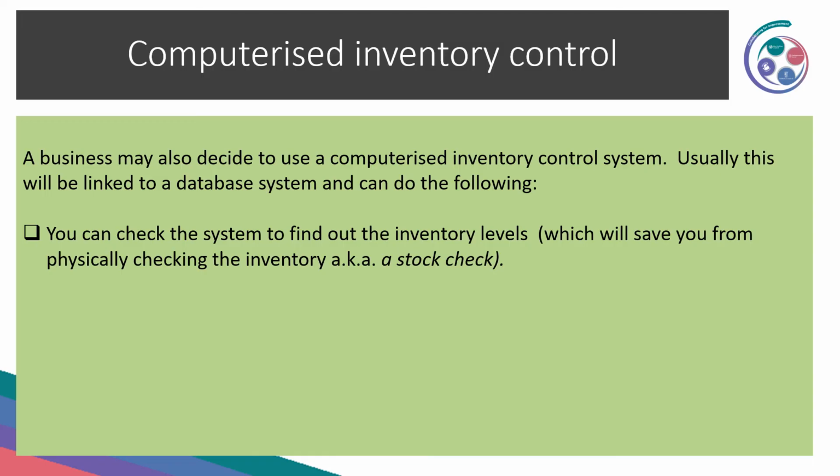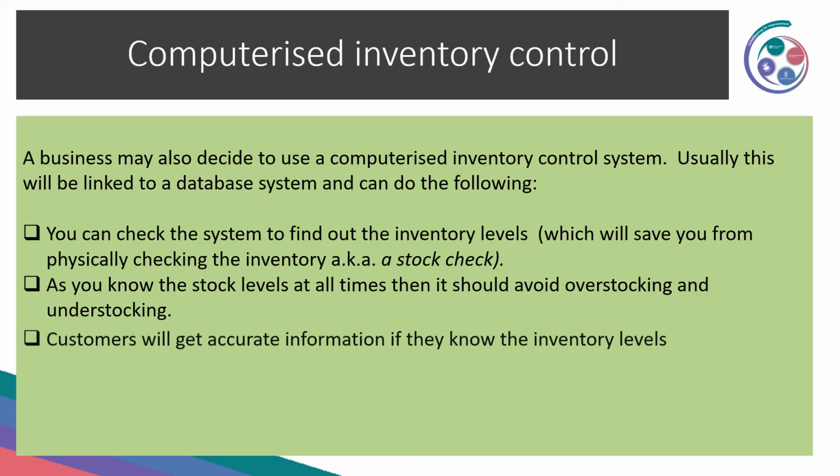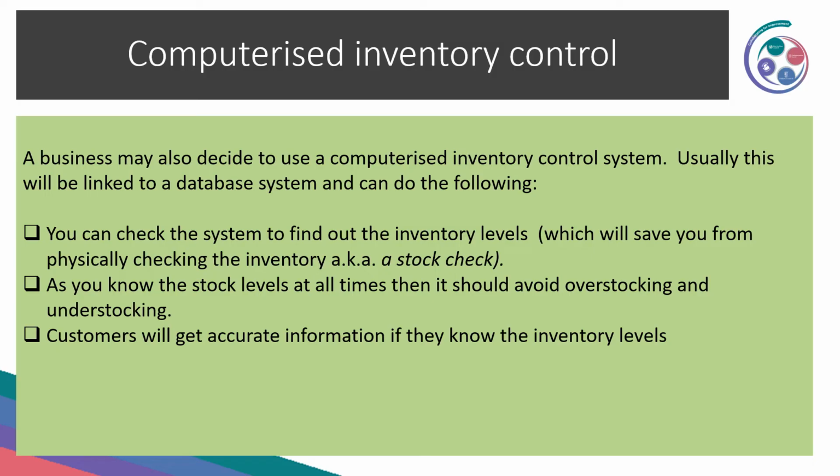Say for example, you were in a clothing shop, you wanted to find out if there was a pair of jeans size 12. Instead of the sales assistant physically checking to see whether or not it's in stock, they would go onto the database to check the inventory levels. As you know the stock levels at all times, it should avoid overstocking and understocking. The customers would get accurate information if they know the inventory levels.